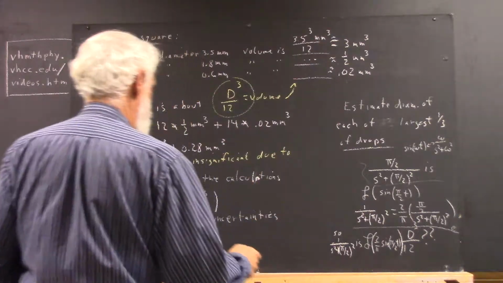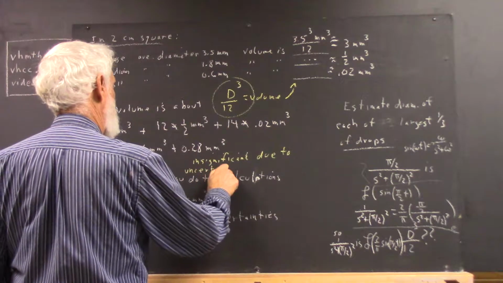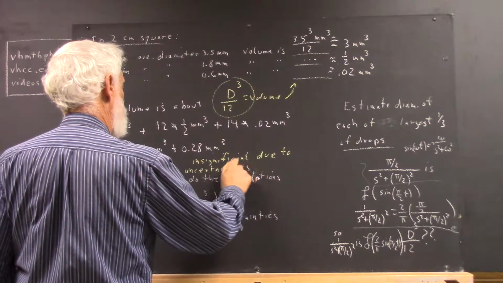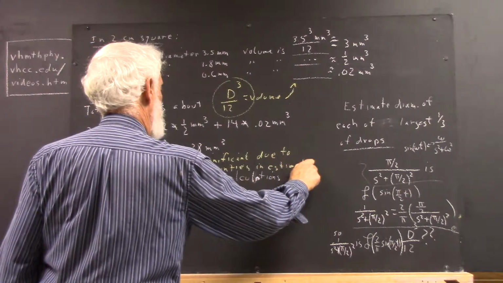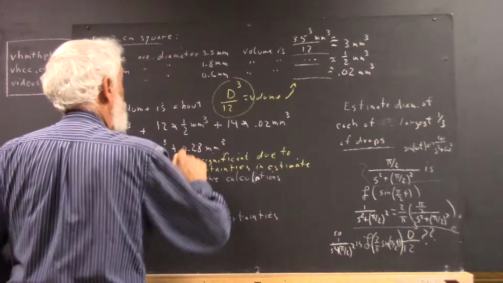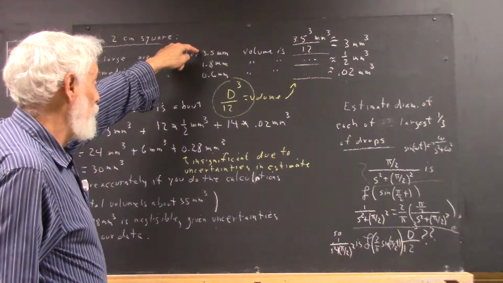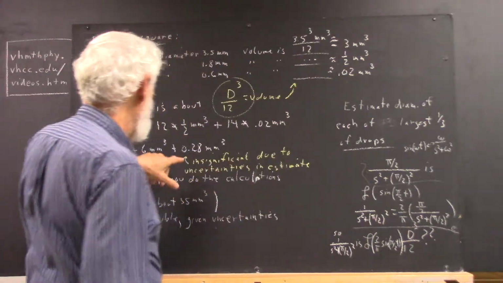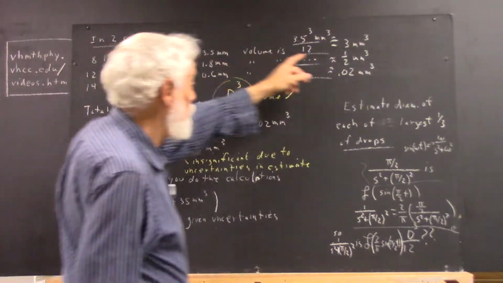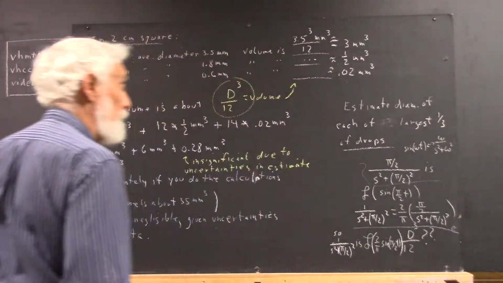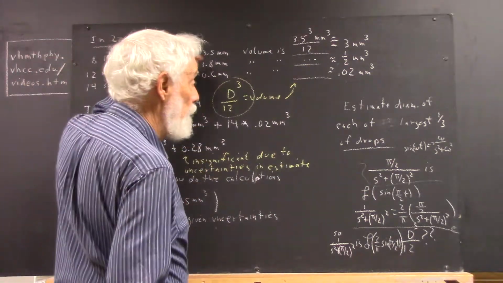due to uncertainties in estimates. If we're off by even 1/10 of a millimeter in this estimate, we're going to be off by a lot more than 0.28 cubic millimeters. And of course, we're using a very approximate 3 cubic millimeters, which is already off by 1/2 a cubic millimeter just based on this.